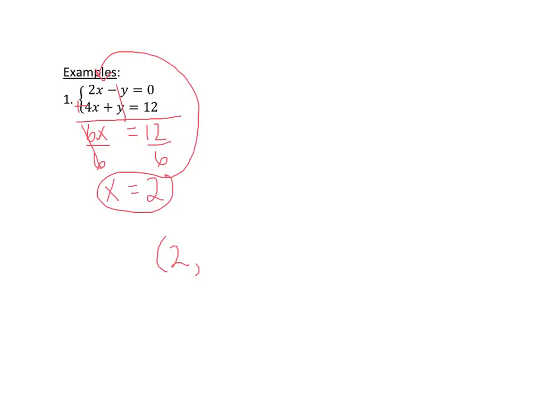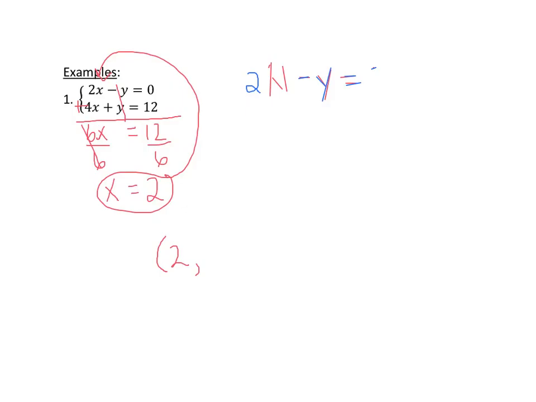So when I do that, I will have 2 times the value that I got for x, which was 2, and then minus y equals 0. I should have put this in blue because that was my whole point there. So let me go ahead and trace over that. Okay, so now we're going to go ahead and solve it.